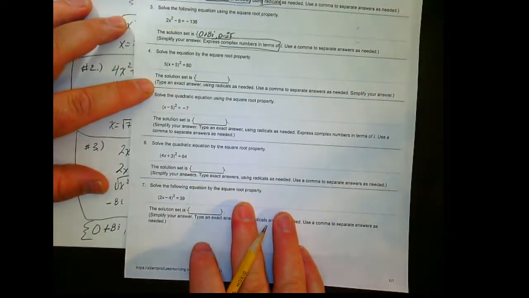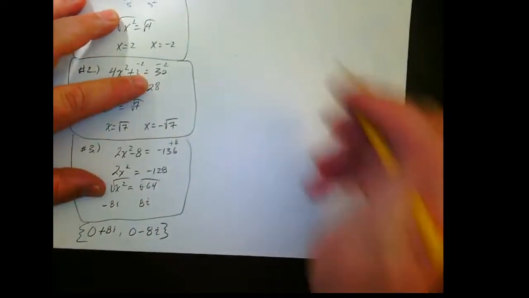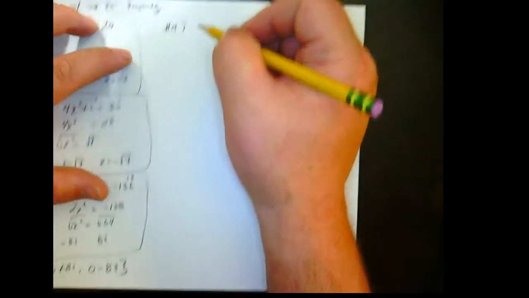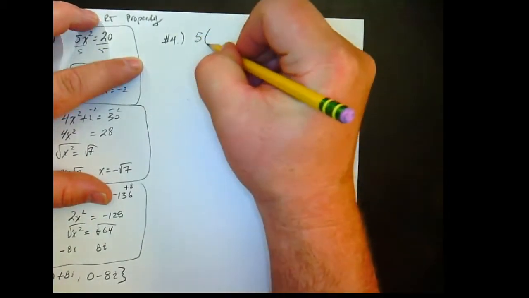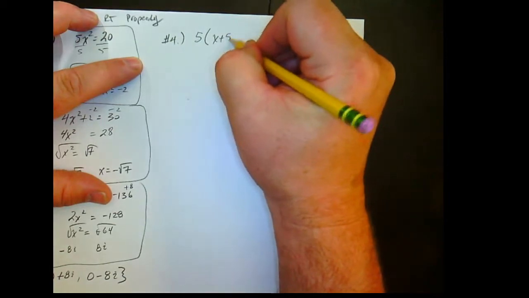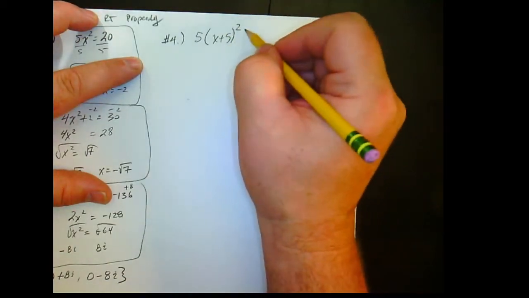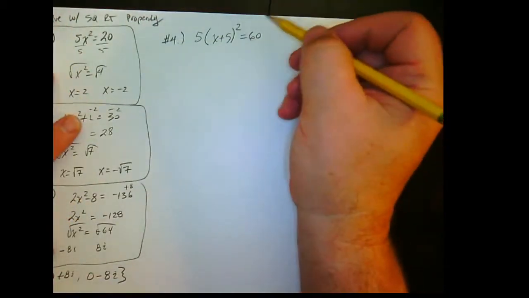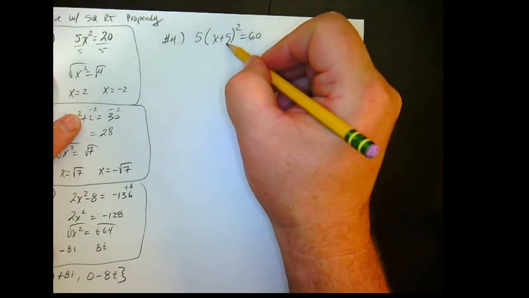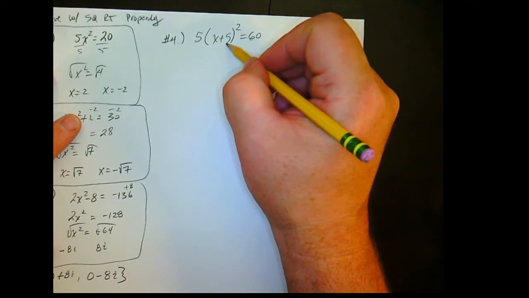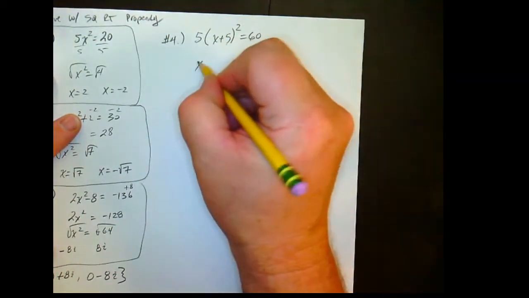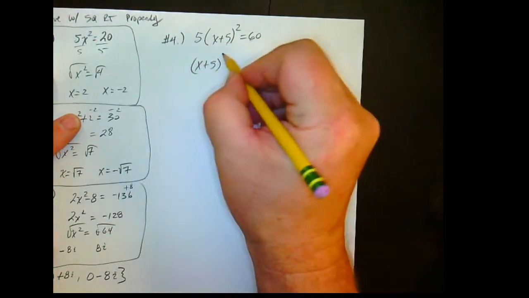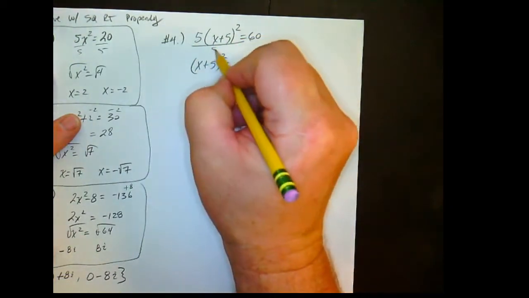Number 4. As an exact answer, using radicals as needed. Once again. So here we go. 5 times (x plus 5) squared equals 60. Okay, so using inverse operations again, we can't get rid of this 5 yet. We can't subtract it because it's inside of a group, so we have to divide first. So (x plus 5) squared equals, so we divide both sides by 5, right?